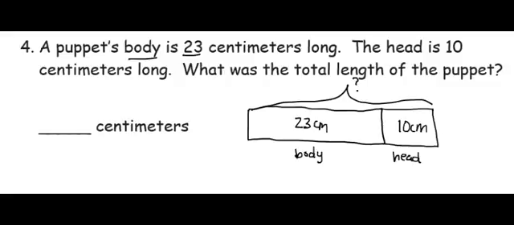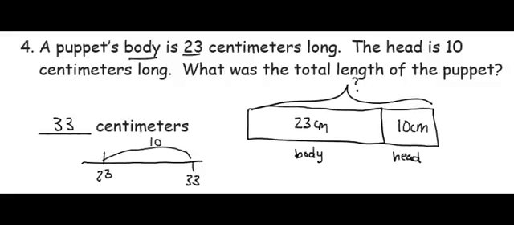So I'm going to add 23 plus 10. Well, if I'm on a number line, I'm at 23, I do a hop of 10, I know that I will land at 33. So the entire length of the puppet is 33 centimeters.